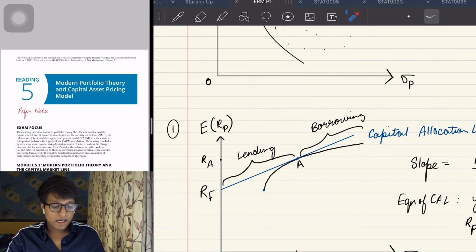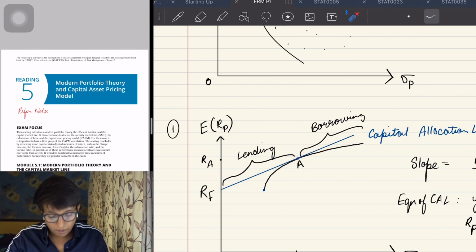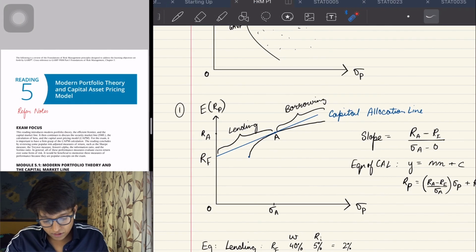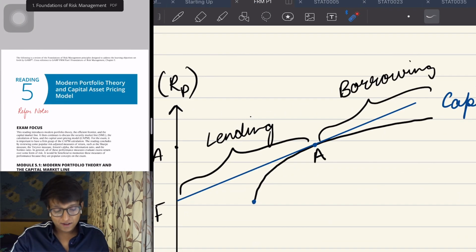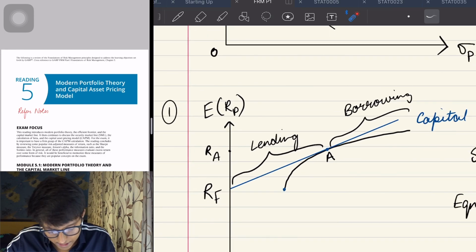And why have I segregated into lending and borrowing? So this is called the capital allocation line because you allocate your capital either in RF or in this asset A, based on along this line which is tangential to the efficient frontier.